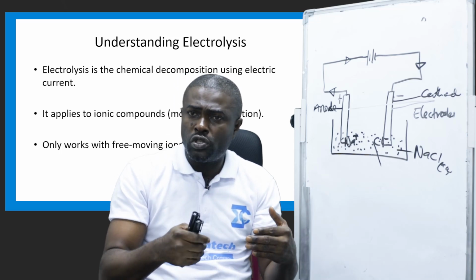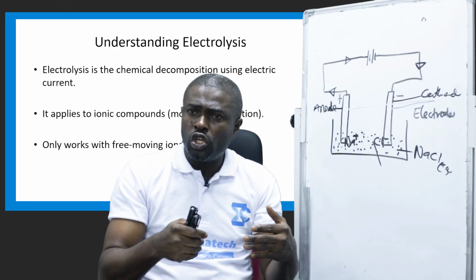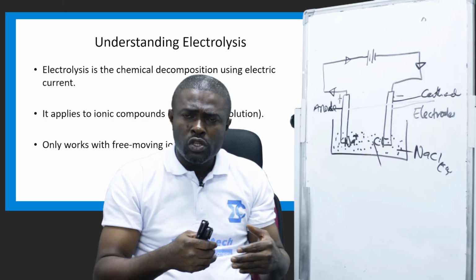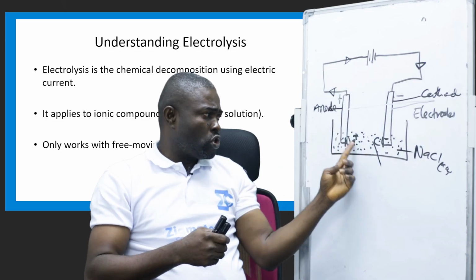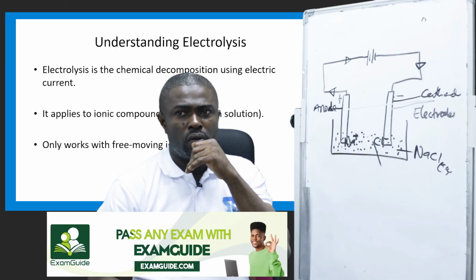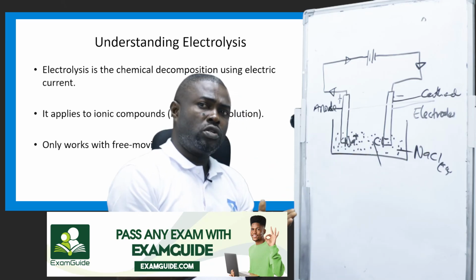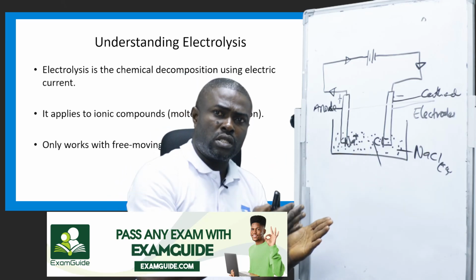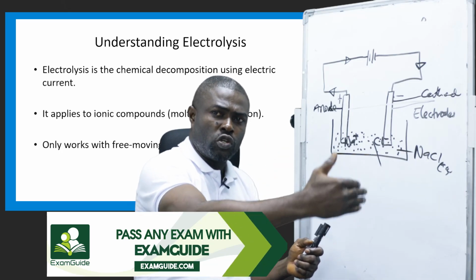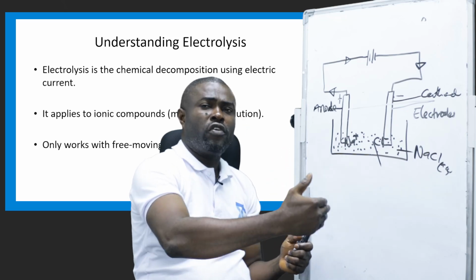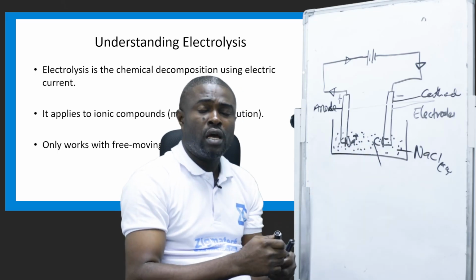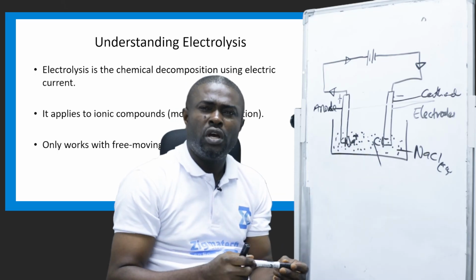It's a chemical decomposition. It's not decomposing because it is decaying, no. So there is a decomposition, but what type of decomposition? Chemical decomposition. So can we now have the definition? Electrolysis is the chemical decomposition of an ionic compound, which is the electrolyte here, by the passage of electric current.